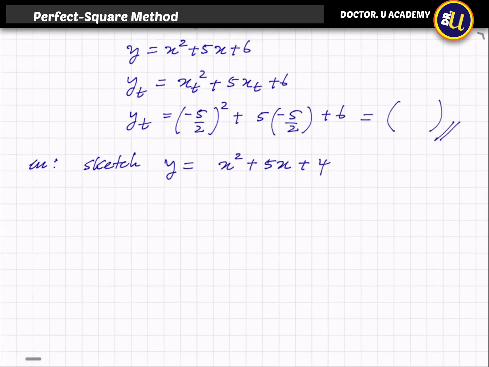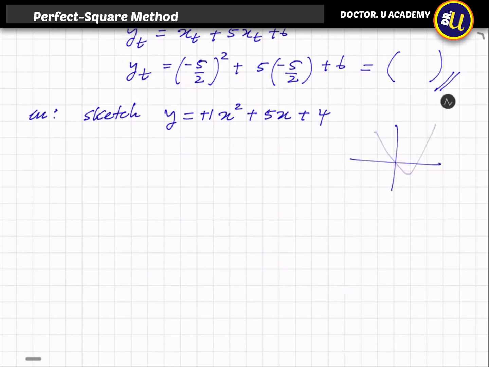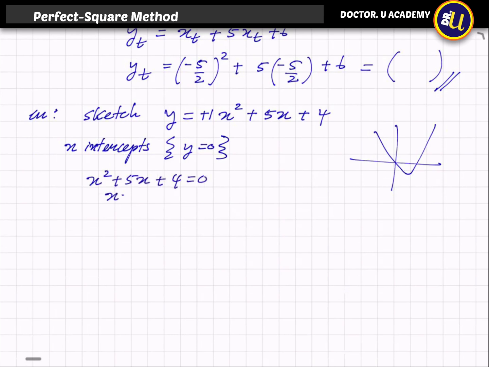So first of all, my observation would be here the coefficient of x squared is +1. So I know up front it should look like this. Now I need to find the x intercepts. To find the x intercepts, y should be equal to 0. So that will tell you that x squared plus 5x plus 4 is equal to 0. So (x plus 1)(x plus 4) is equal to 0. Then x is equal to -1 and x is equal to -4.